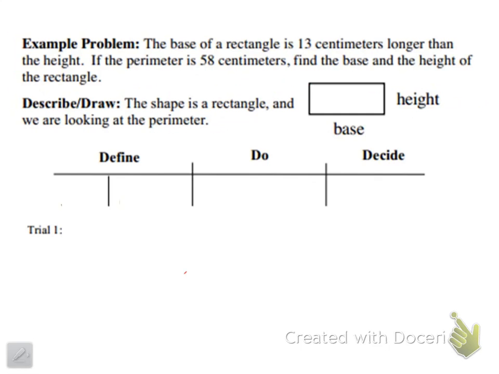So we'll work on the following problem together just to make sure we understand what the 5D process is. We have an example problem here. It says that the base of a rectangle is 13 centimeters longer than the height. If the perimeter is 58 centimeters, find the base and the height of the rectangle.